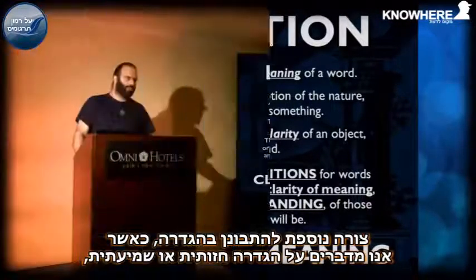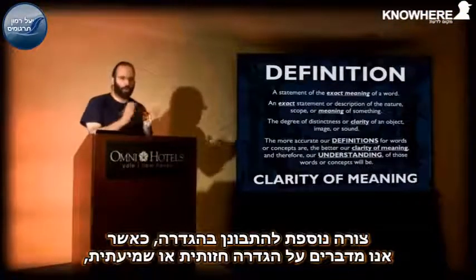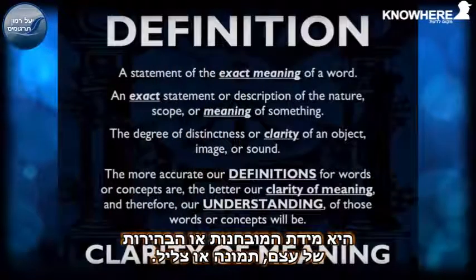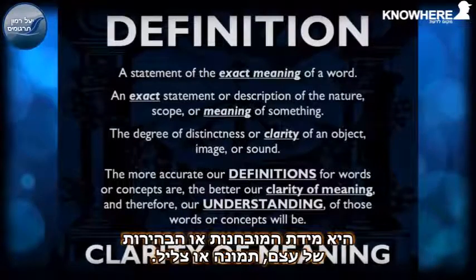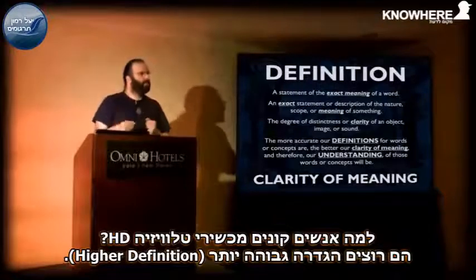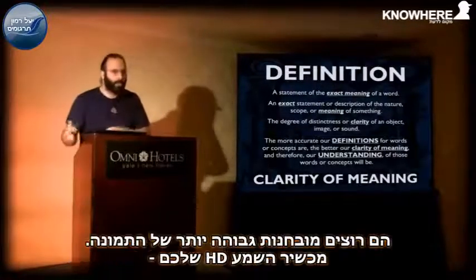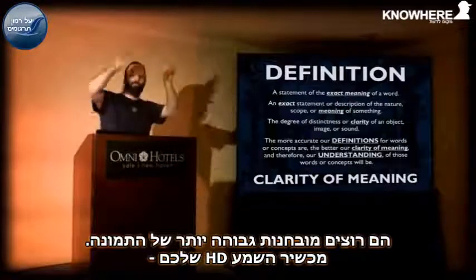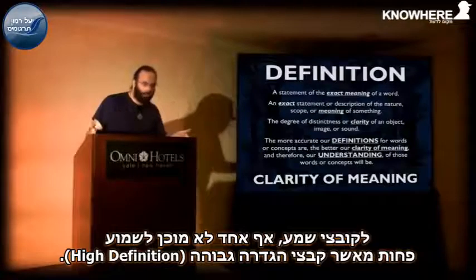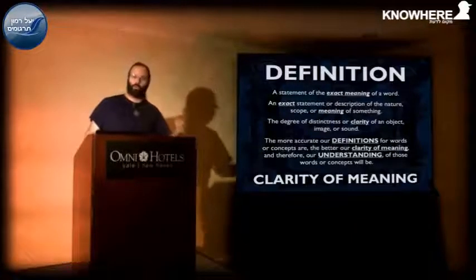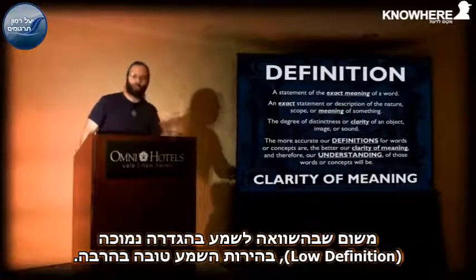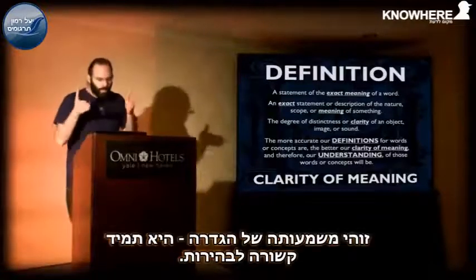Another way we could look at a definition, when we're talking about visual or audio definition, is the degree of distinctness or clarity of an object, image, or sound. So why do people buy HD TV sets? They want higher definition. They want a higher clarity of the picture. If you have high definition audio files, they won't accept anything but high definition audio, because in comparison to low def audio, the clarity of the sound is much better. So that's what definition is.